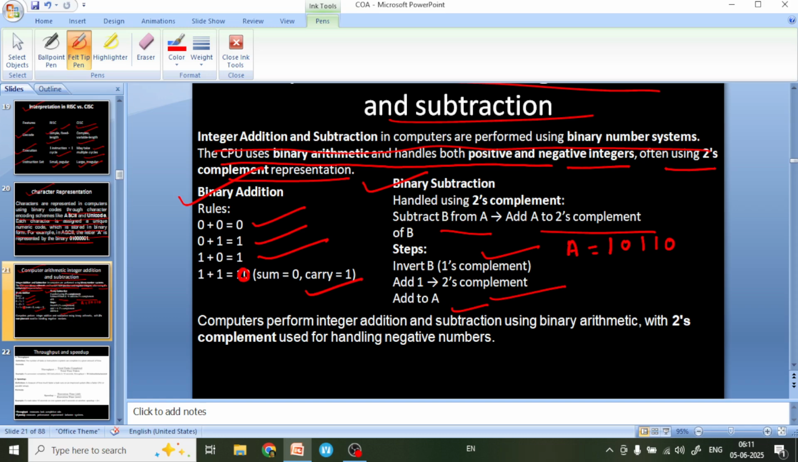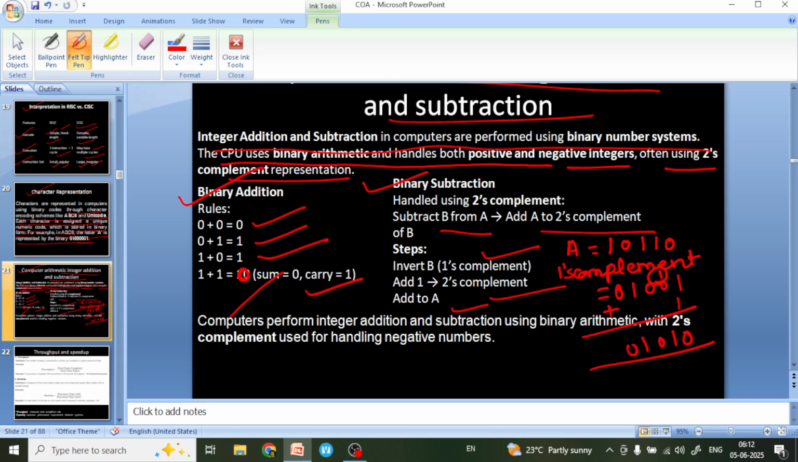But before implementing 2's complement, first we have to find the 1's complement, and 1's complement means we have to convert 0 to 1 and 1 to 0. That means here the value will be changed to 01001. Now we will add 1, and when we add 1 we will find the 2's complement like this: 01010, with carry according to this rule. This answer is the 2's complement. Computers perform integer addition and subtraction using binary arithmetic with 2's complement used for handling negative numbers. You should keep this in mind.